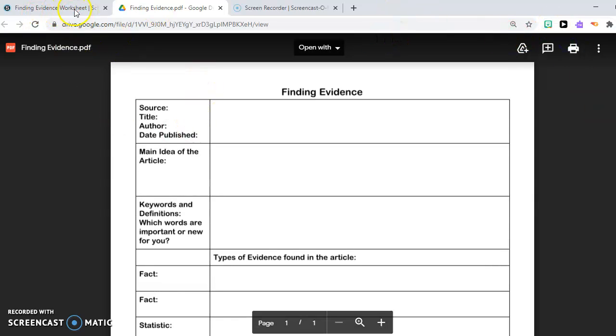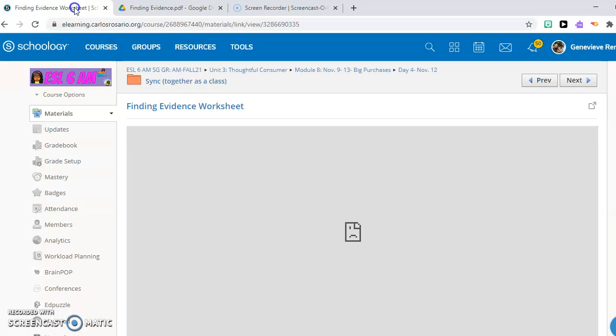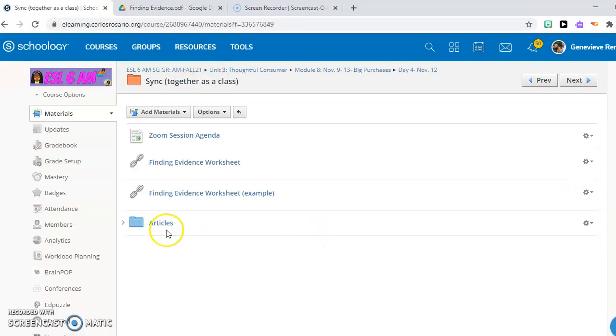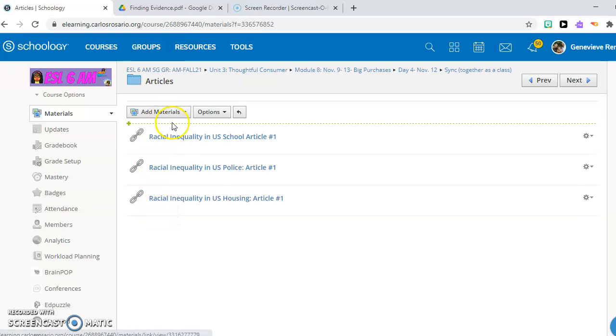Okay, and then you will use one of the articles depending on your topic. The articles are here. So if your topic is racial inequality in schools, this is your topic. U.S. police, this is your topic. And U.S. housing, these are your articles, okay? So in your group, you'll read the article and then you will fill out the information.